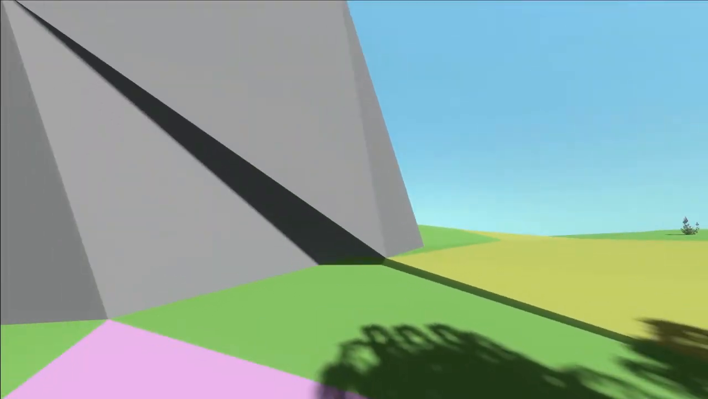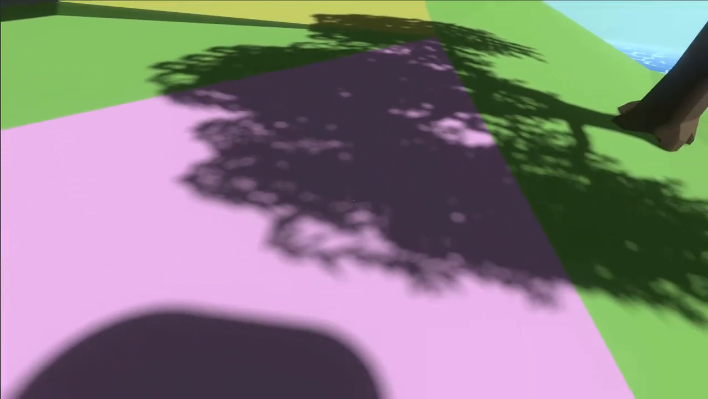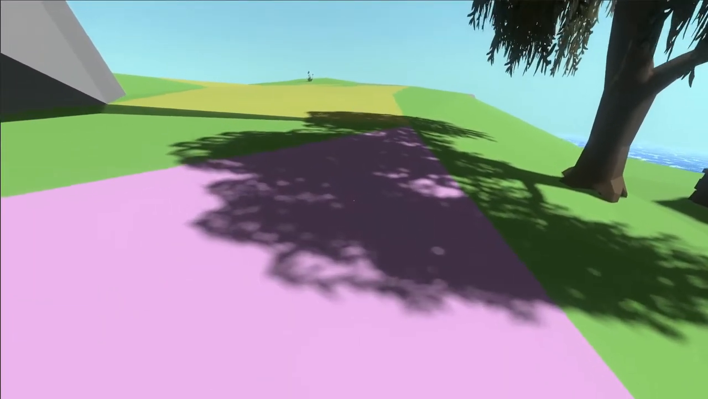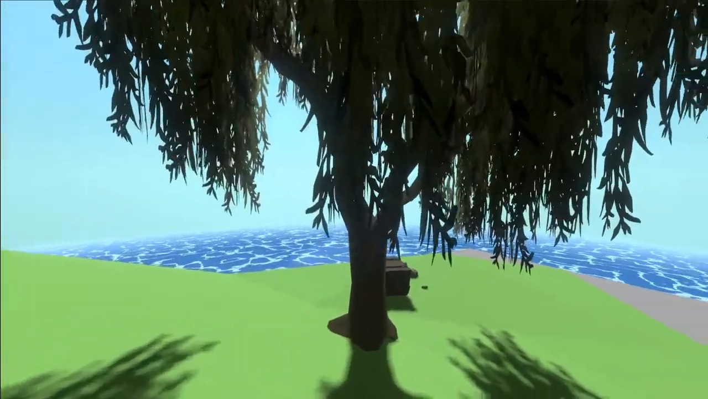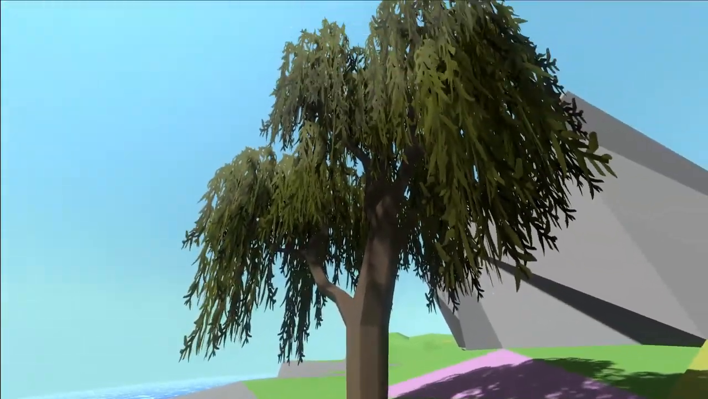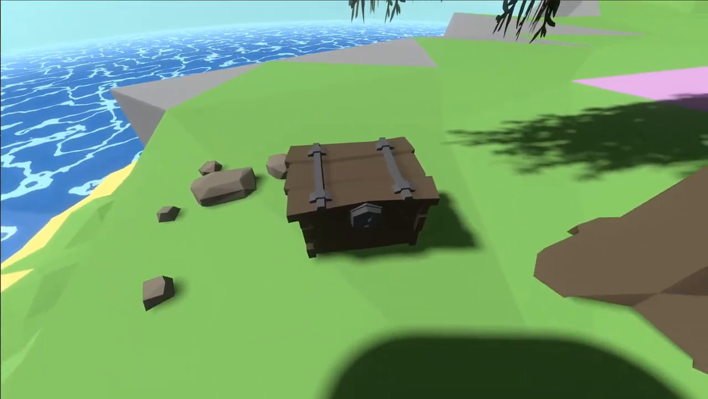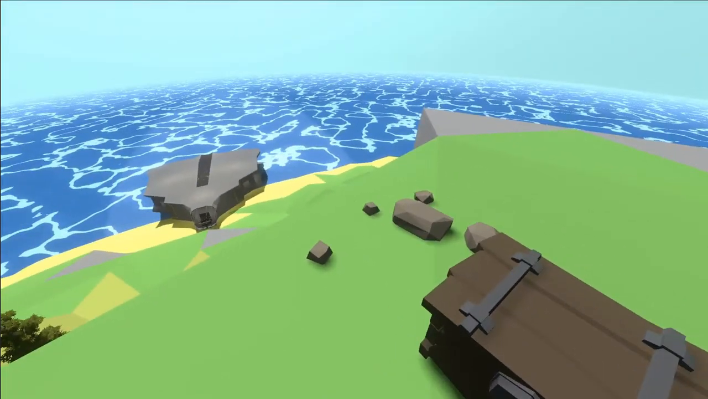Alright, I've put together a very, very placeholder-y island. This triangle here is just so that I know where things are. I put together some placeholder assets. They do look nice, but don't quite aesthetically match. This could be a chest one day. You could open it up and find a thing.